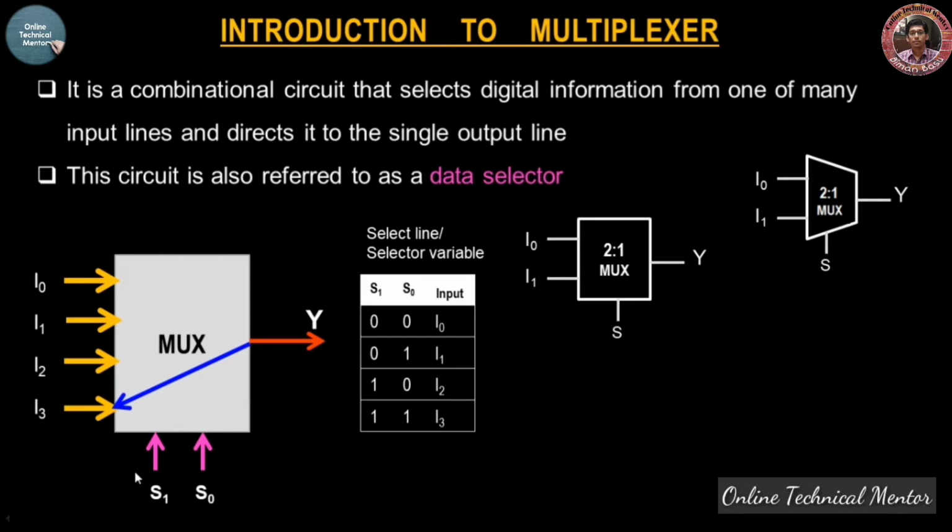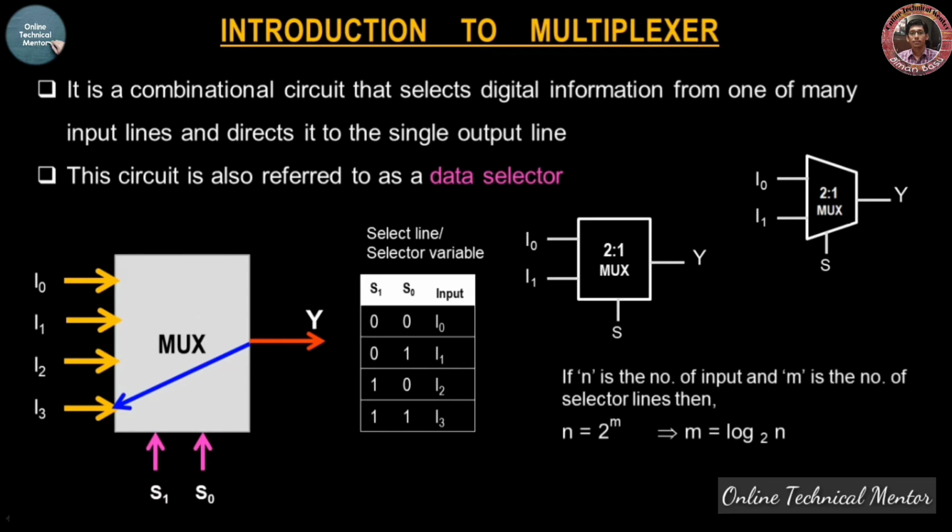So how are the input lines and the selector lines related? Let's see. And one thing, when a multiplexer has 2 inputs and 1 output, it is written as 2:1. So for this multiplexer, which has 4 inputs and a single output line, you can write this as a 4:1 multiplexer. Now, if n is the number of inputs and m is the number of selector lines, then they are related as n equal to 2 to the power m. You can also write it like this, m equal to log 2n.